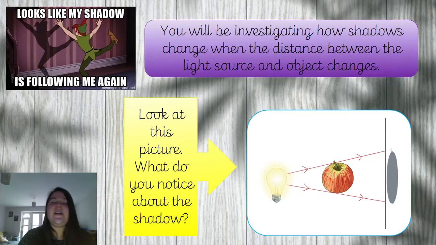Okay, so today you're going to be investigating how shadows change when the distance between the light source and object changes. So I'd like you to look at this picture and think about what you notice about this shadow. What is different about it? Is it bigger than the object or is it smaller than the object? What do you think? Is there anything else that you notice about it?